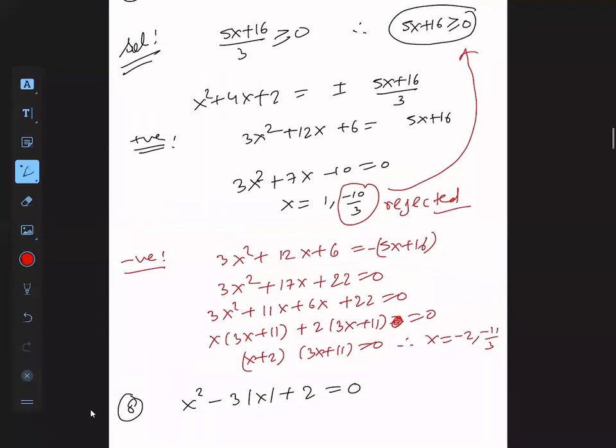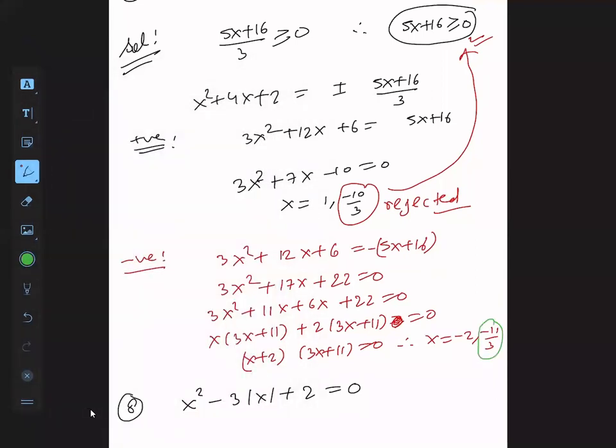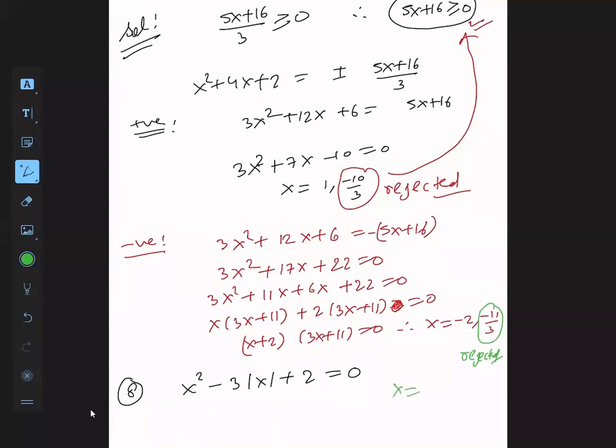If you put x is equal to minus 2 here, then it is satisfying this. But if you put x is equal to minus 11 by 3, then this will become negative. So we have to reject it. This value will be rejected because it is not satisfying the inequality. So our final answer is minus 2 and 1. It is our final answer.